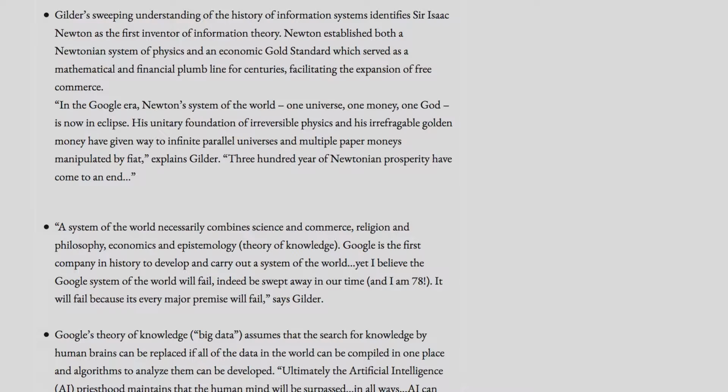"In the Google era, Newton's system of the world, one universe, one money, one God, is now in eclipse. His unitary foundation of irreversible physics and his irrefragable golden money have given way to infinite parallel universes and multiple paper monies manipulated by fiat," explains Gilder. "300 years of Newtonian prosperity have come to an end."